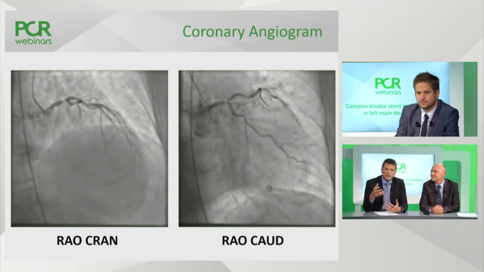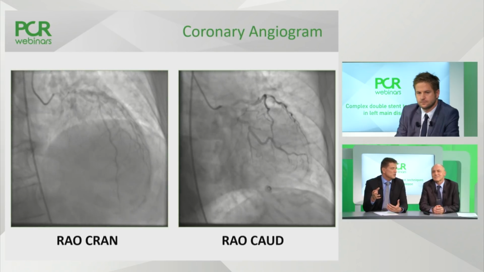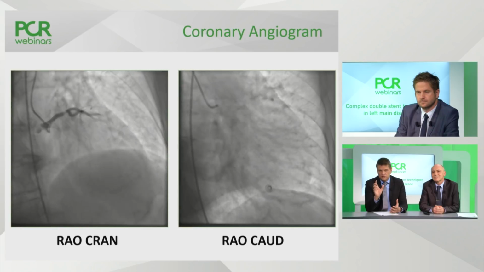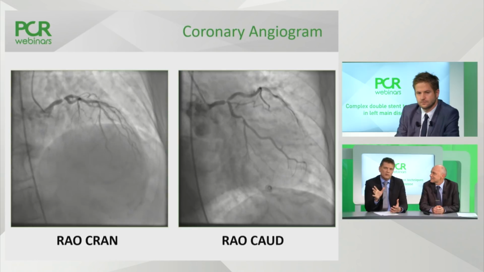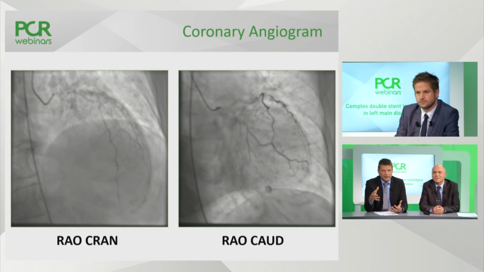I totally agree. It looks like there might be a little bit less disease at the circumflex ostium. So you can think of a technique where you just stent from the left main to the LAD and then take a look at how the ostium of the circumflex looks. So do provisional, and think about how it will look.